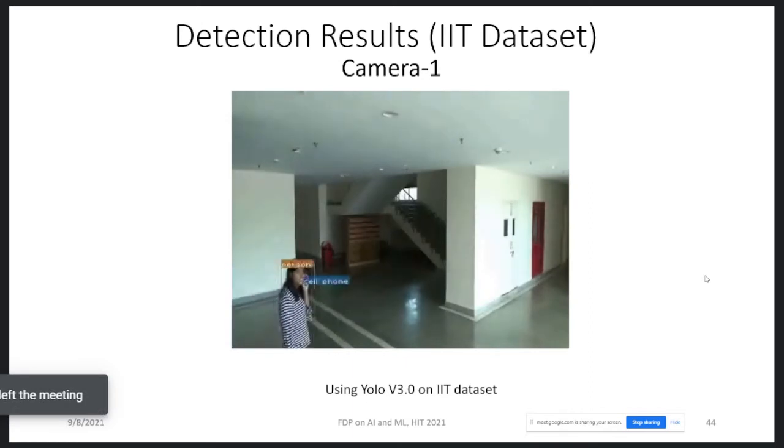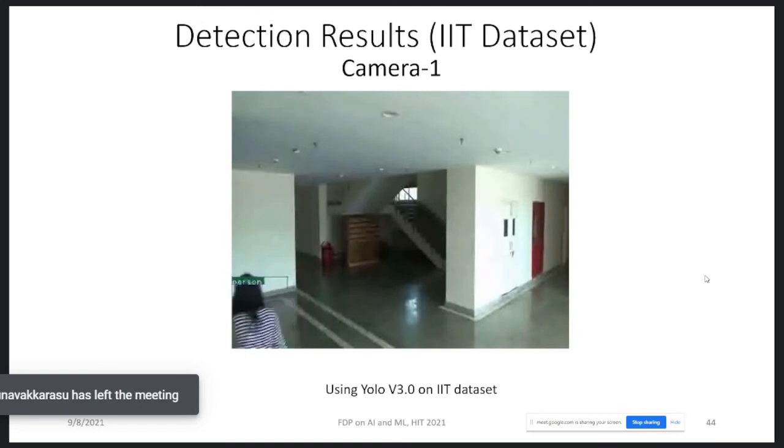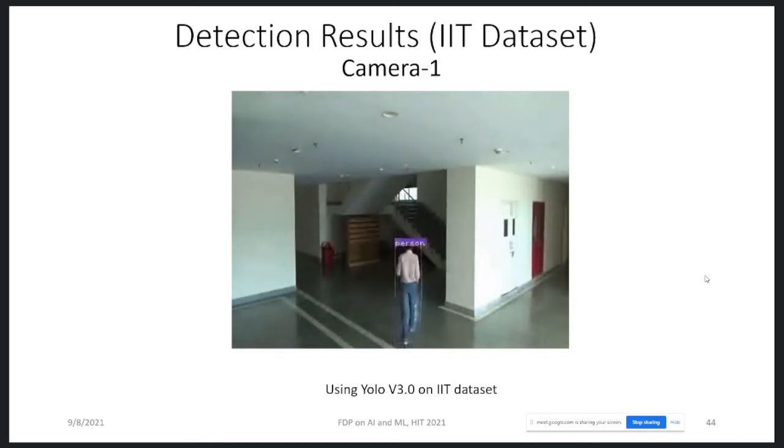Like this student, she was even speaking over phone. At some point of time, cell phone came. So that is why, though it looks like tracking, it's not tracking. It's only showing person. Whether it is the same person or not, we are not claiming here. That we will do at a later stage. So this is basically detection results.